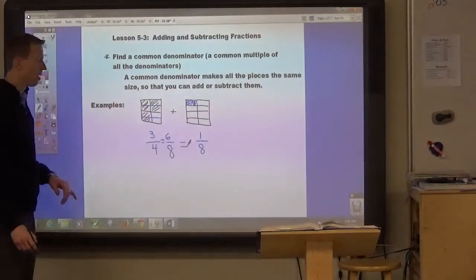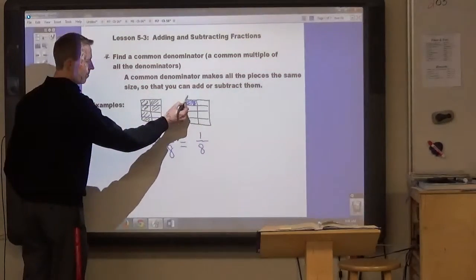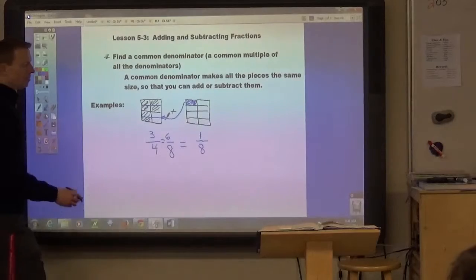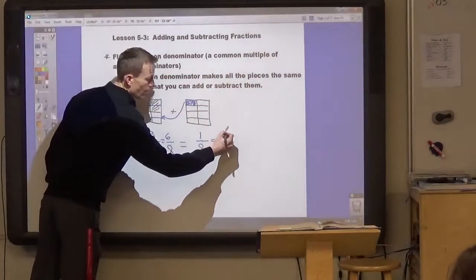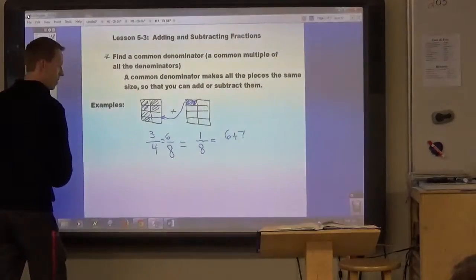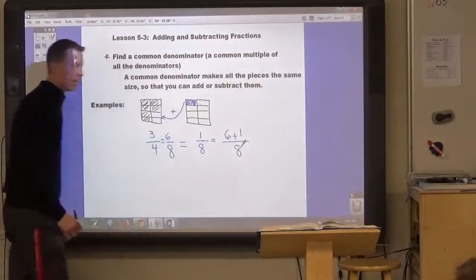And now we can tell how many total pieces we have. If we took this one, and we put it right there, we'd have 6 plus 1, oops, 7. 6 plus 1, 7.